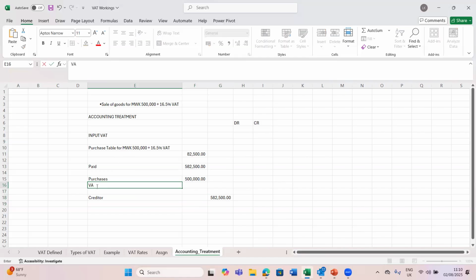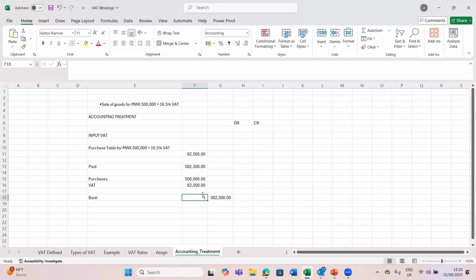The other debit will go to VAT. How much? 82,500. Why is this the case? It's because we have paid by cash, or bank. We have paid together with VAT. But this one in our records will not show as part of our purchases, because this part will go to the revenue collecting body.